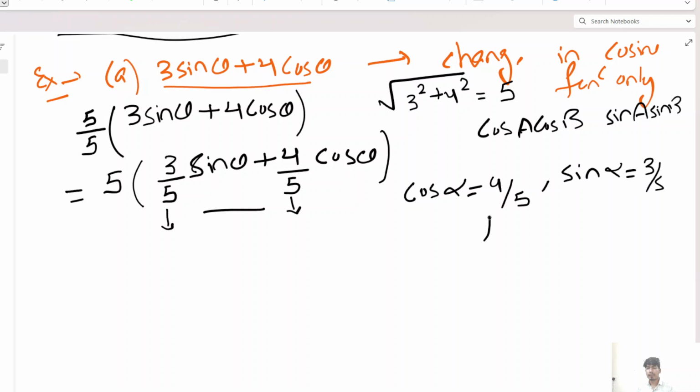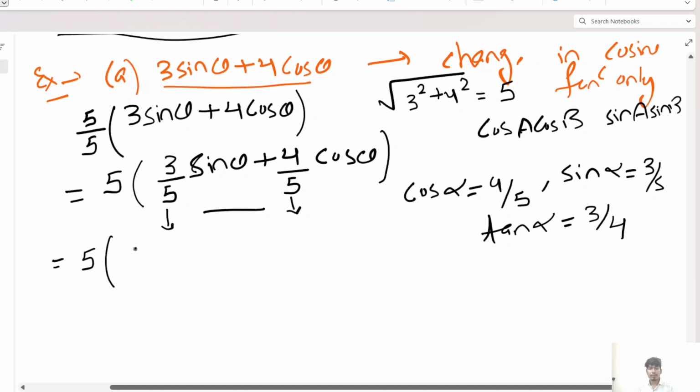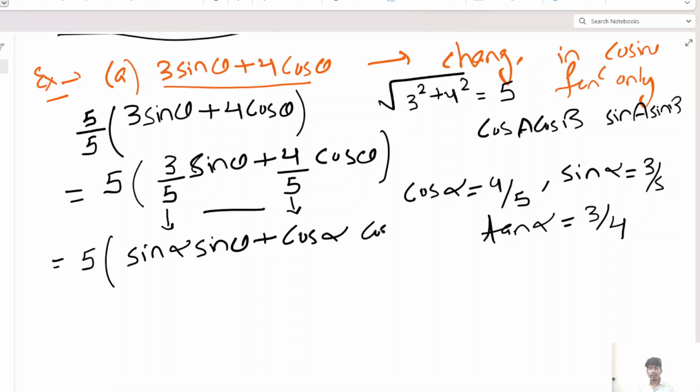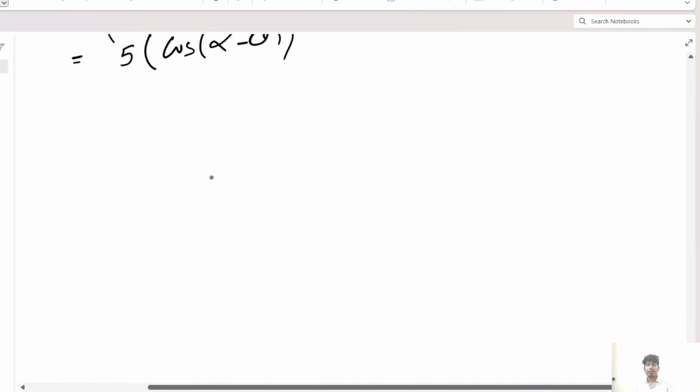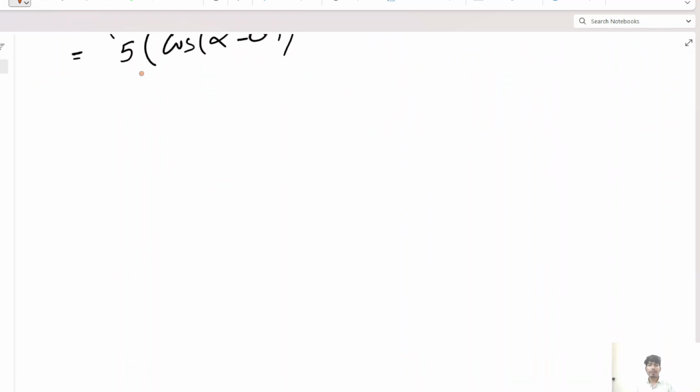Then what is tangent alpha? Tangent alpha is sin upon cos, that is 3 upon 4. And here 5 into (sin alpha sin theta plus cos alpha cos theta). Then this is 5 into cos of (alpha minus theta), where tangent alpha is 3 upon 4. Then our next part is the B part, a function in cos function.